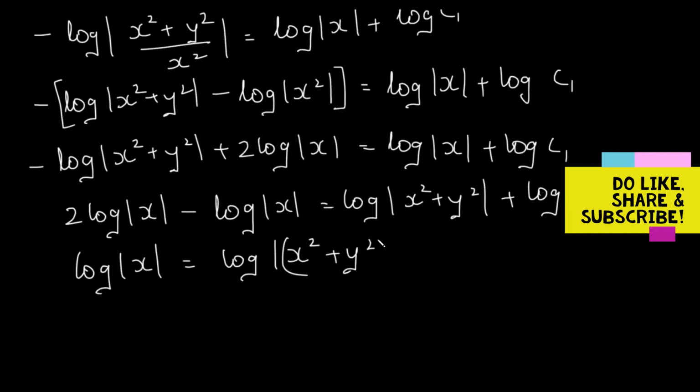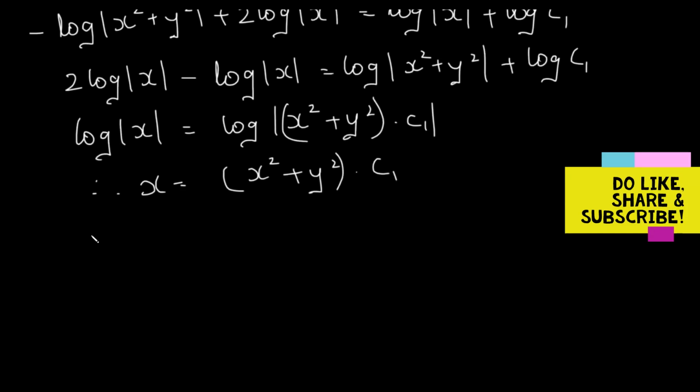Now we combine both these logs because there is a plus sign. So we get x square plus y square into c1. We can remove the logs over here. Therefore we get x is equal to x square plus y square into c1. Or to get the textbook answer, we bring the c1 to the LHS, so it becomes x upon c1. This is as good as the answer.